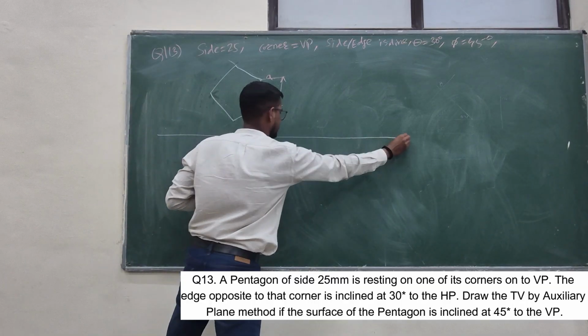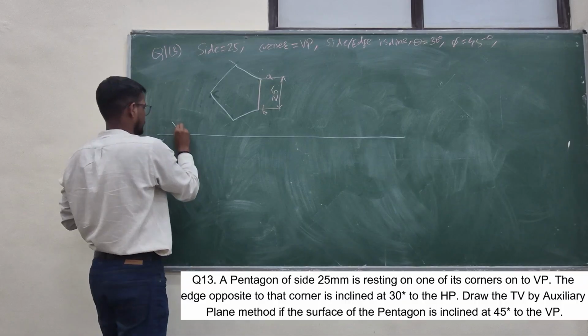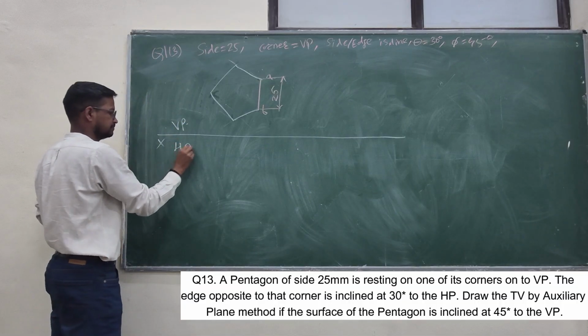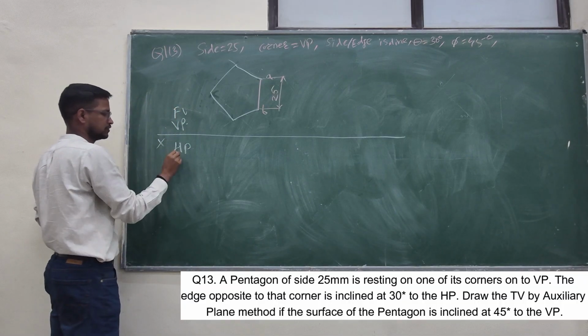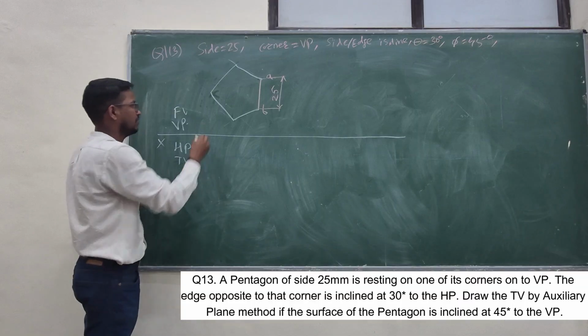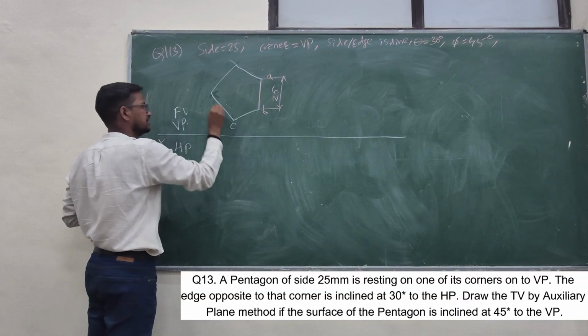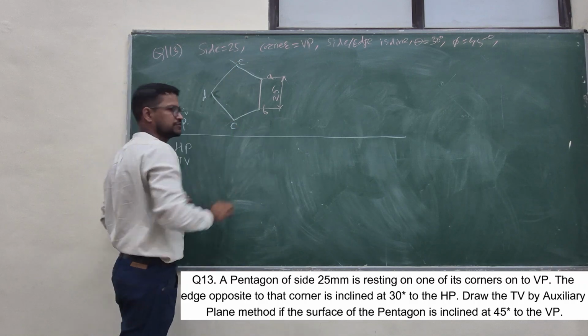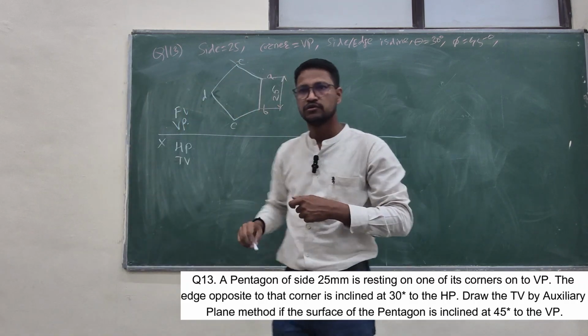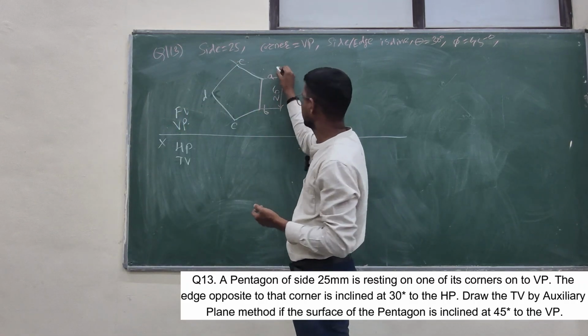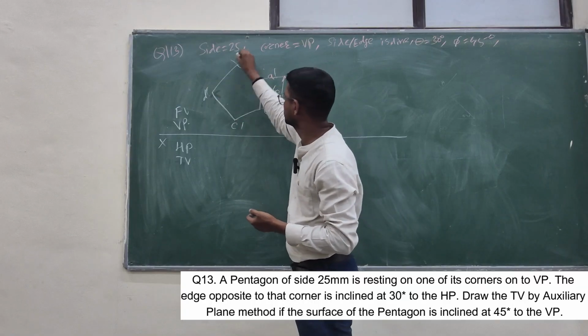So here is the reference line. Vertical plane, horizontal plane. Front view, top view. Now I need to find the top view. So A, B, C, D, E. Is the nomenclature perfect? No, with dashes. Perfect: A dash, B dash, C dash, D dash, E dash.